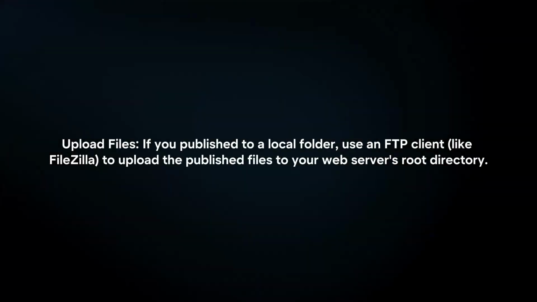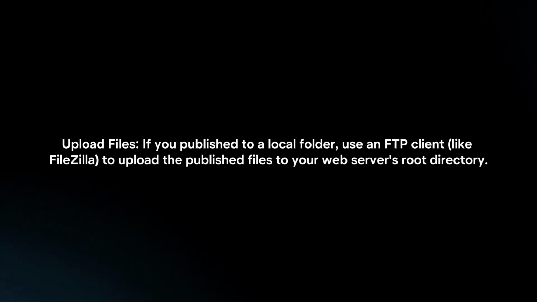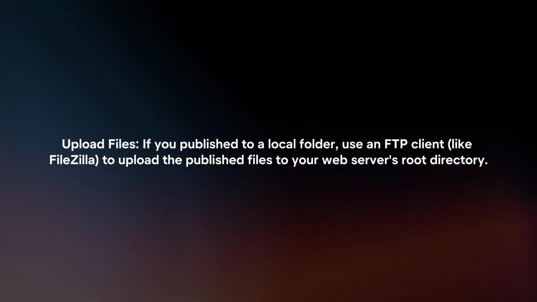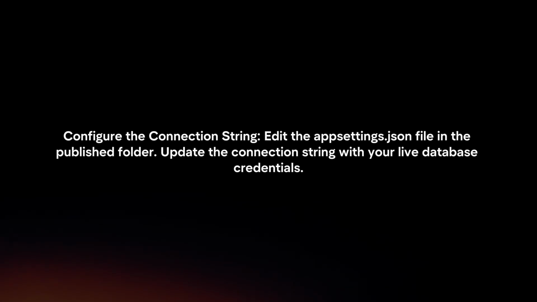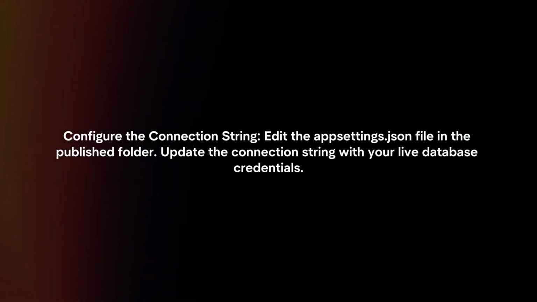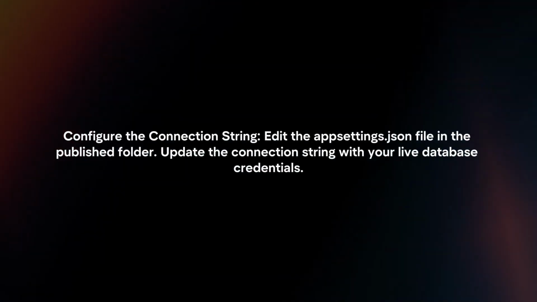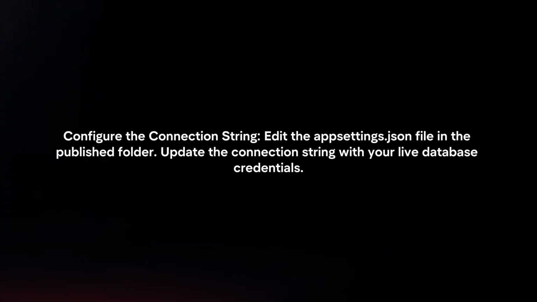Upload files. If you publish to a local folder, use an FTP client to upload the published files to your web server's root directory. Configure the connection string. Edit the appsettings.json file in the published folder. Update the connection string with your live database credentials.